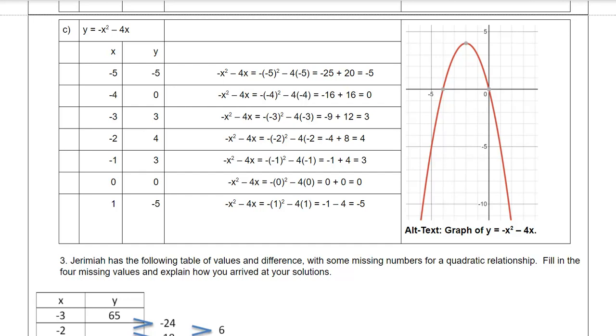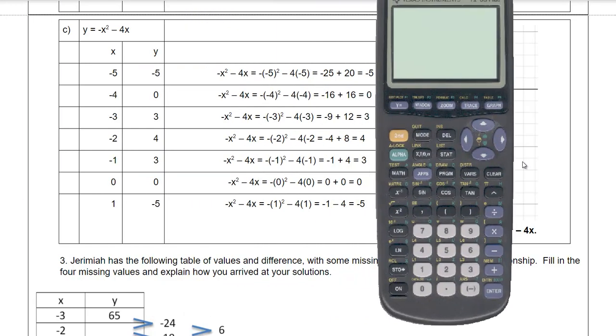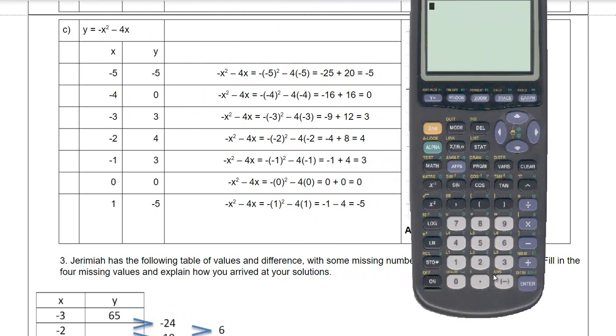So there's the negative 5 in place of x, and of course it has to go here as well. Okay, so maybe we'll bring the calculator over here. I'm typing this in here. So it's negative, in brackets, the negative 5 squared minus 4 times the negative 5. And that does work out to negative 5. You see, negative 5 squared, this is 25, if you square negative 5.